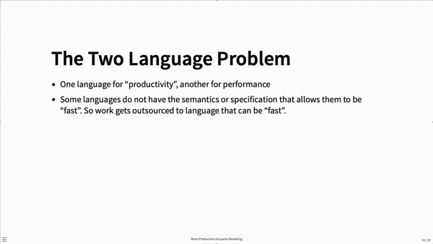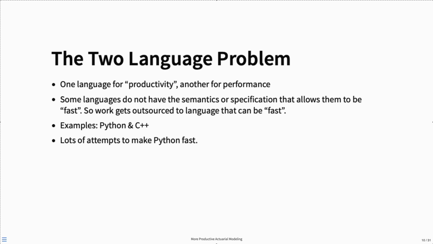Some languages don't have the semantics or the specification that allows them to be fast. So the work gets outsourced to the languages that can be fast, which is why you see libraries like NumPy or SciPy, which are predominantly not written in Python and are essentially wrapper libraries to a faster C++ or Fortran implementation. And there have been lots of attempts to make Python fast, from Numba to CPython.